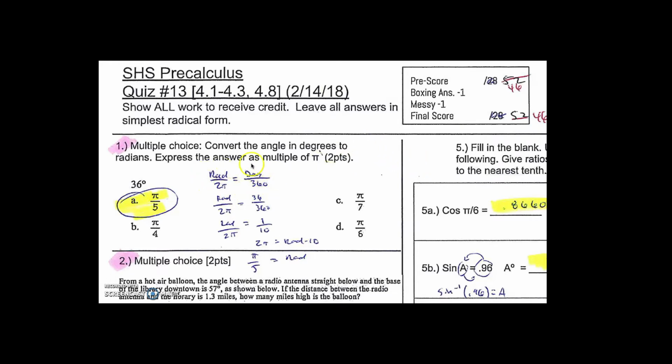So the awesome proportion: radians over 2 pi equals degree over 360, part over whole. We don't know what radians are, but they give us degrees. That's 36 degrees. So if you reduce that, it gives you 1/10. You cross multiply: radians times 10 equals 2 pi. Then divide by 10 on both sides and reduce 2/10 to 1/5. Pi over 5 is your answer. A.